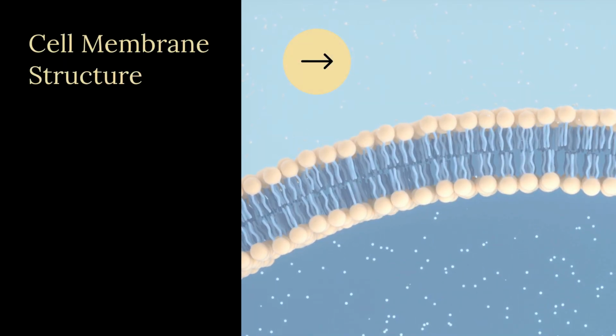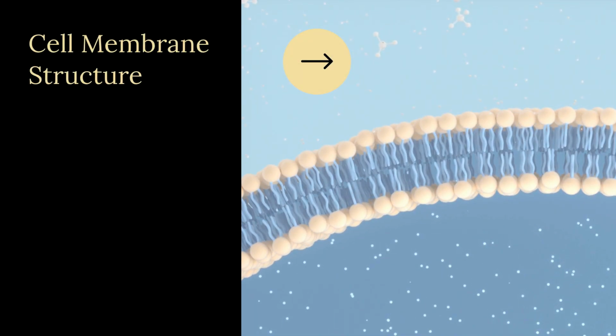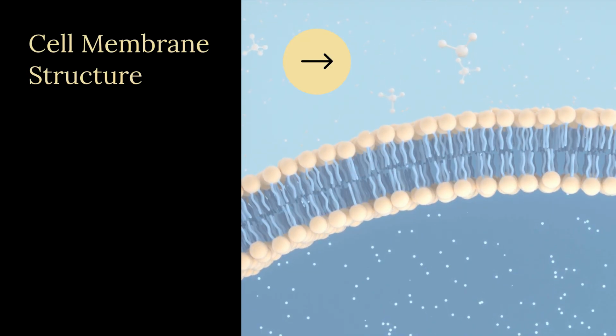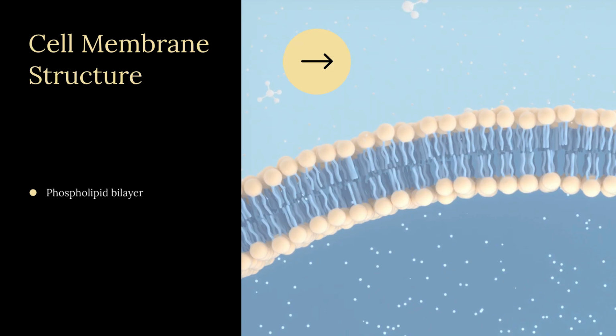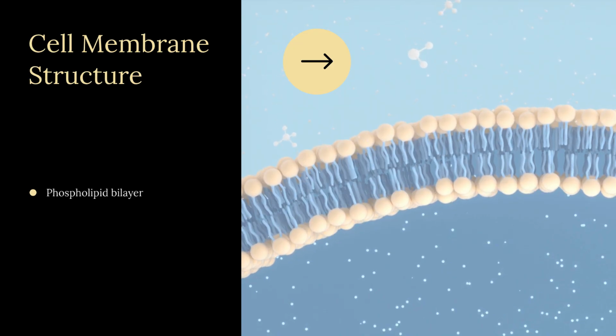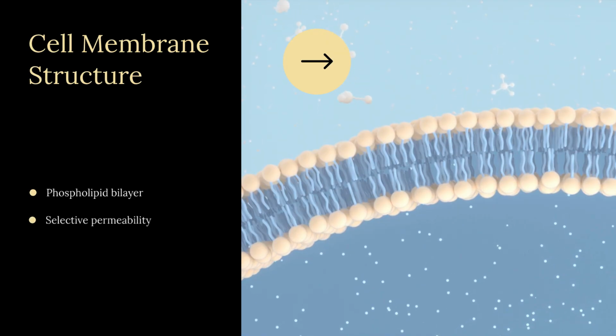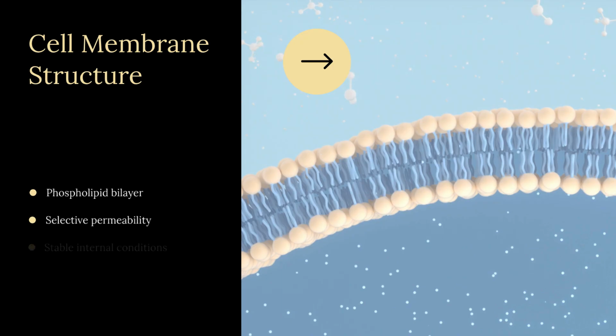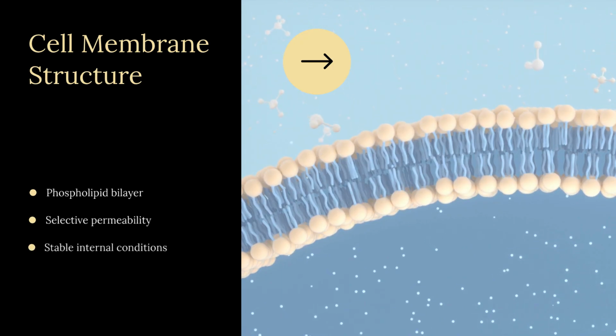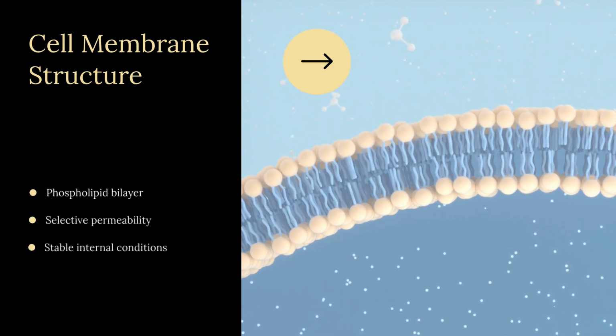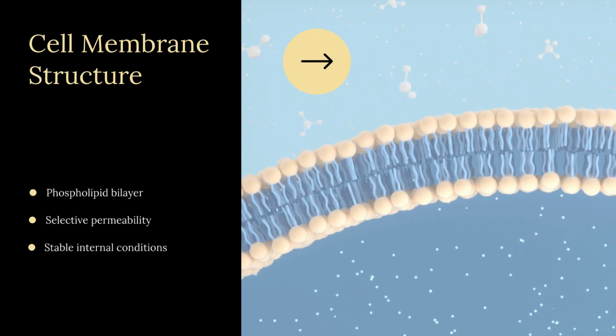The cell membrane is composed of a phospholipid bilayer with proteins. The hydrophobic core prevents most charged or large molecules from passing freely. Small nonpolar molecules move easily through it. This selective permeability is crucial for stable internal conditions. It ensures only necessary substances enter the cell.